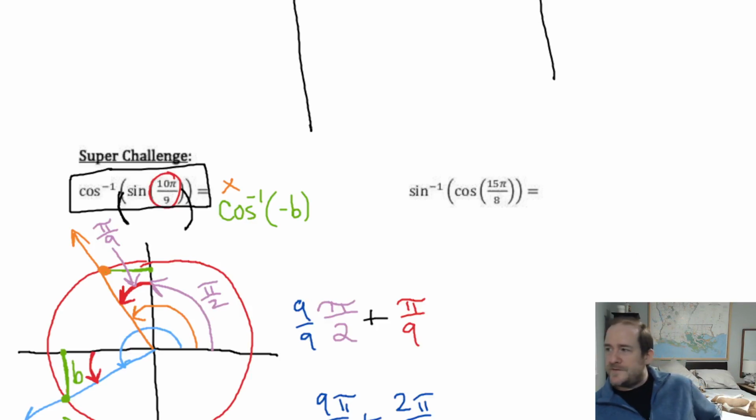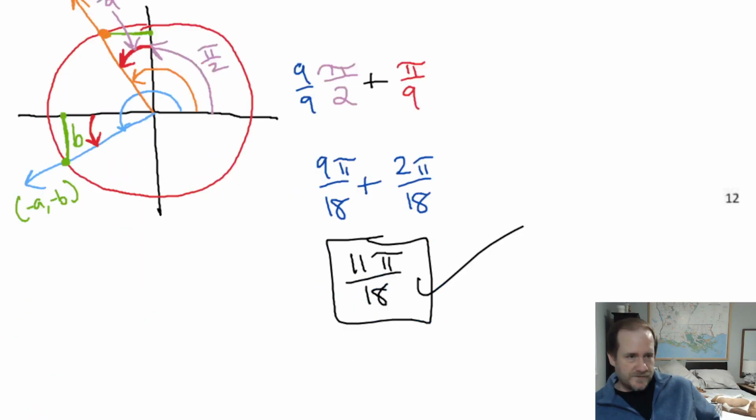Oh, and it fell off the screen. Sorry, class. God forbid you can't see me adding fractions. But there you go. We had the pi over 2 plus the pi over 9, which we generated a common denominator for. So we had 9 pi over 18 and 2 pi over 18, which made 11 pi over 18.